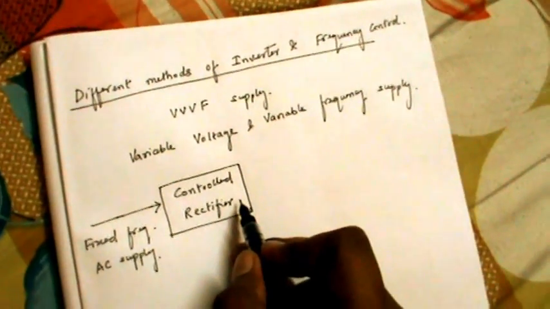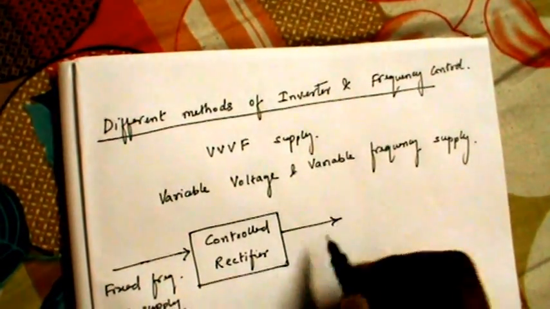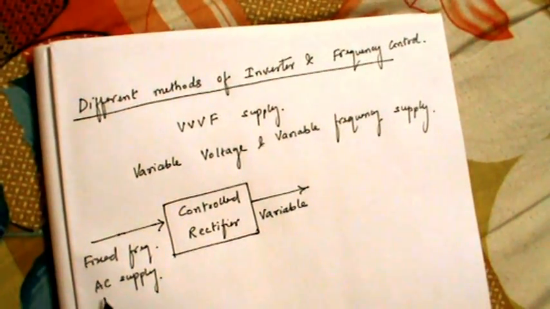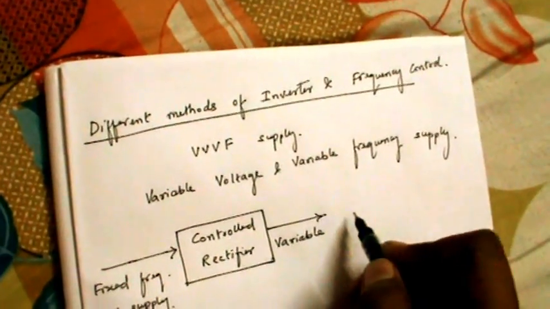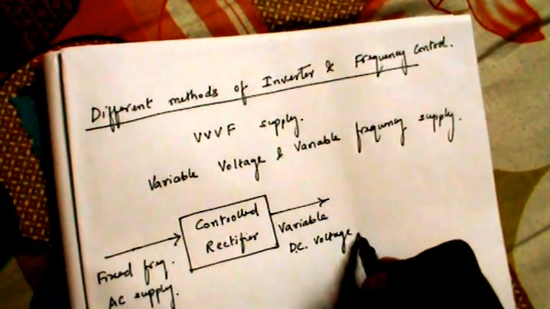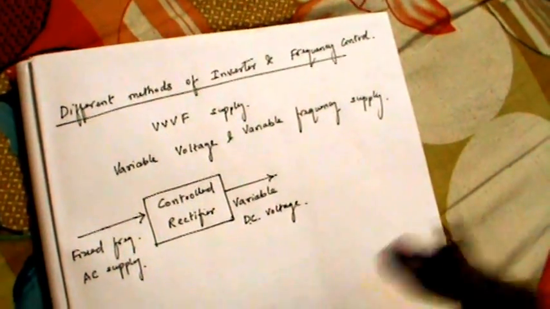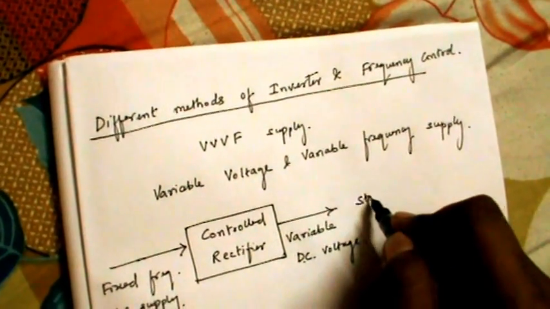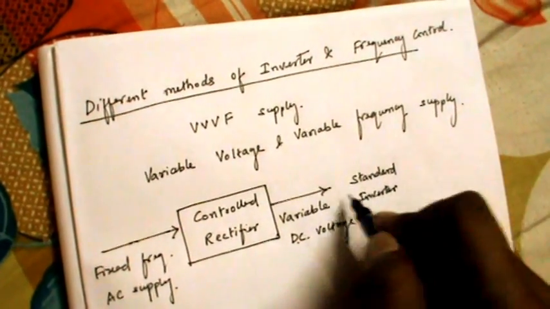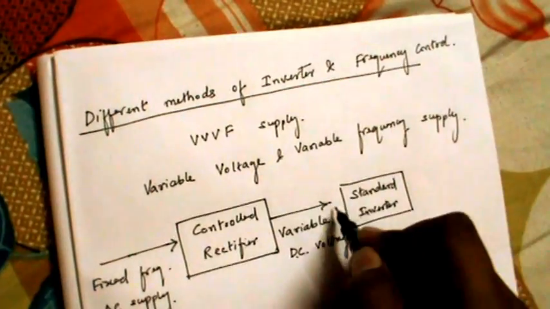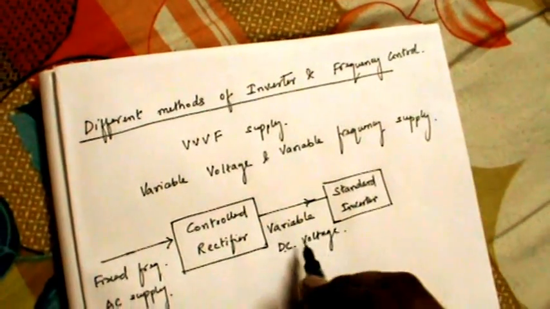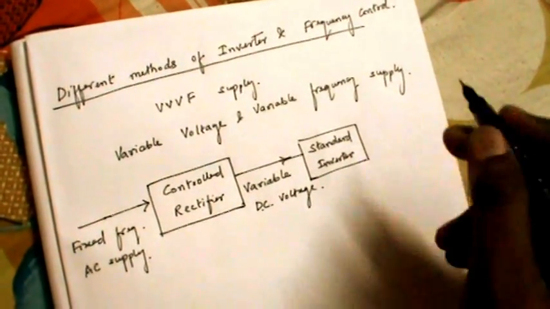Now using a controlled rectifier, I can obtain a variable DC voltage. As you know that a rectifier generally converts alternating current into direct current. So I can obtain a variable DC voltage. Now this DC voltage, when fed to a standard inverter, that is the inverter that are generally obtained in the market of many companies. So as we know that an inverter converts DC to AC. So from variable DC voltage, I can get a variable AC voltage.